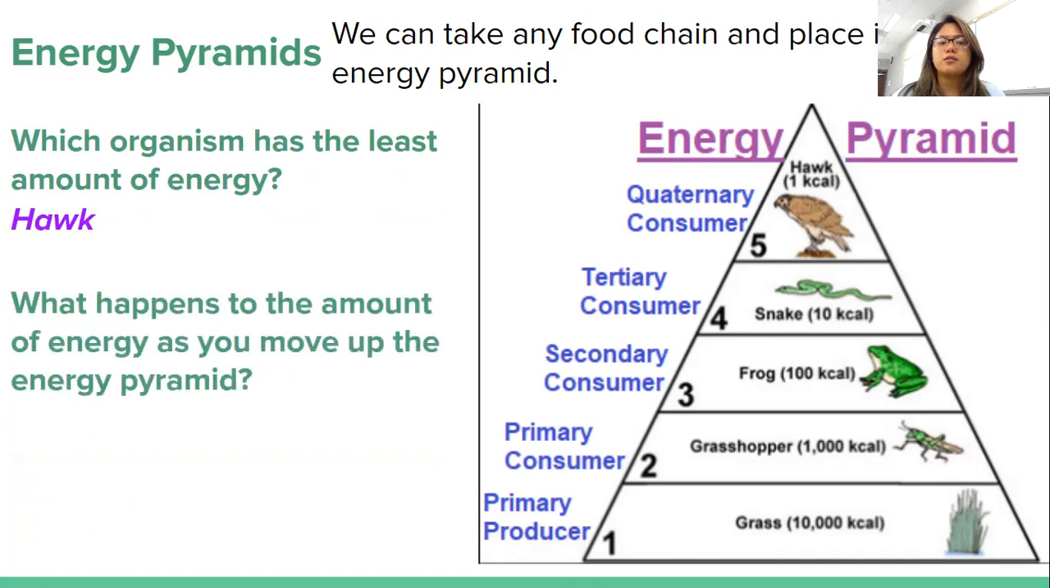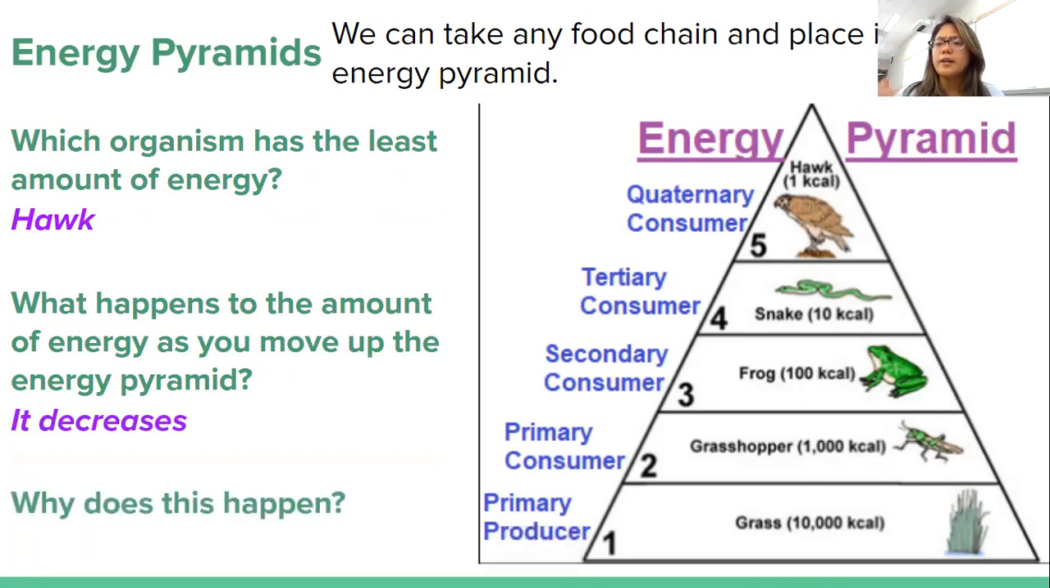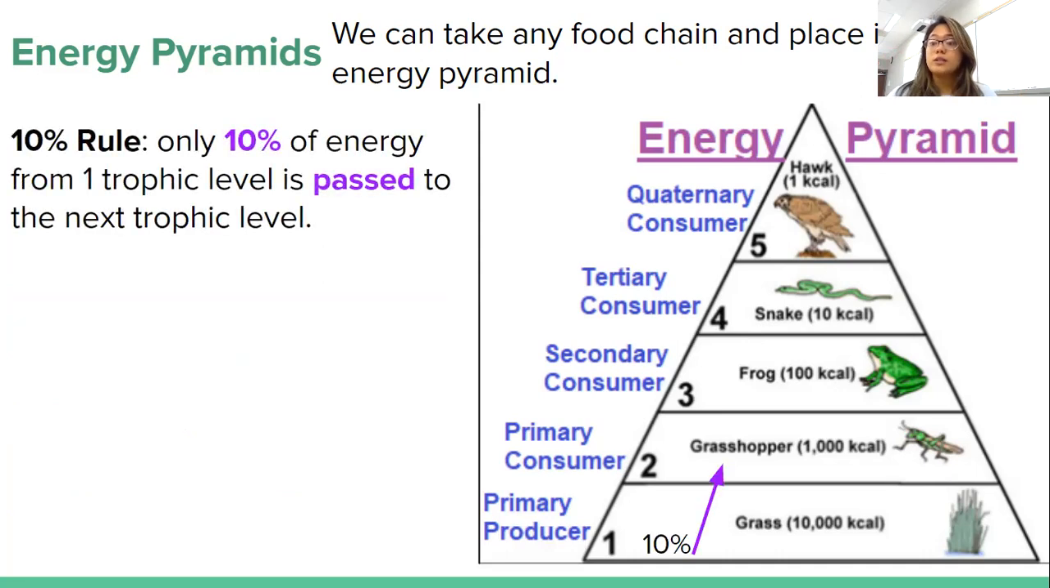And what happens to the amount of energy as you move up the energy pyramid? Well, at the bottom of the energy pyramid, it has 10,000 kilocalories, and every time I move up a trophic level, the amount of energy decreases. So why does this happen? Why does the amount of energy decrease as it goes from organism to organism or trophic level to trophic level? Now, remember, we said that only 10% of the energy that an organism gets from its food is stored in the body. The other 90% the organism uses up.